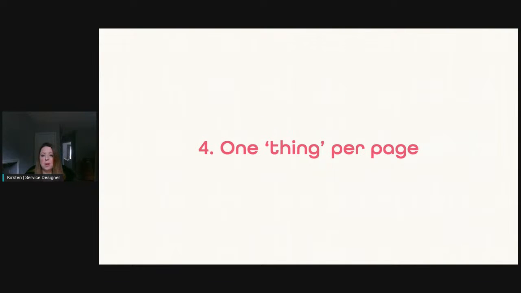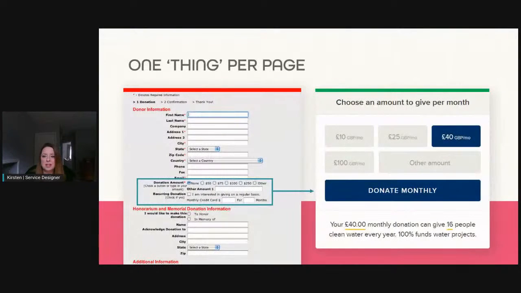Tip 4, one thing per page. And by one thing, we mean one question or one theme or area that's related. So here on the next slide, we've got an example of where we've got multiple things on one page. And then an example where there's only the one.